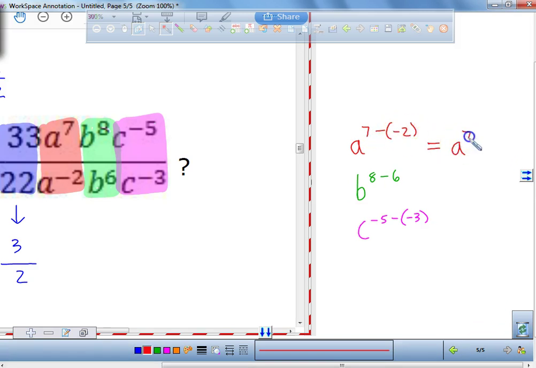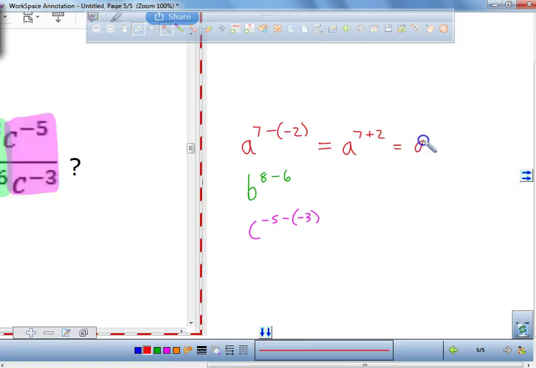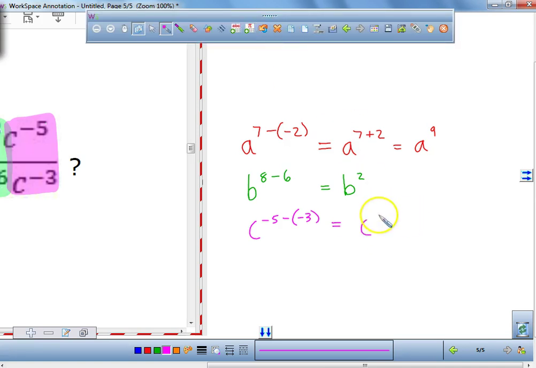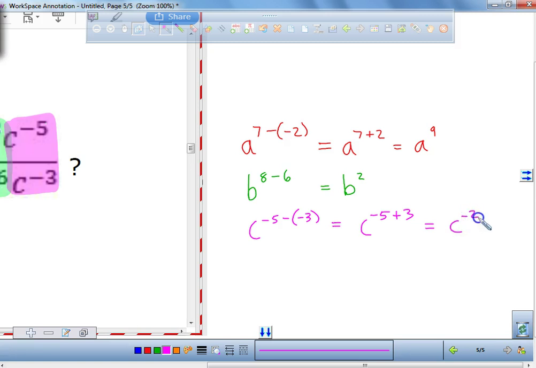That's going to be A to the power of 7 plus 2, which gets us to A to the power of 9. The next one is easy. 8 minus 6 is 2. This one's the tricky one. We have negative 5, negative times a negative makes it a positive. We put plus 3. Uh-oh. Say that again. You're right. C to the power of negative 2.